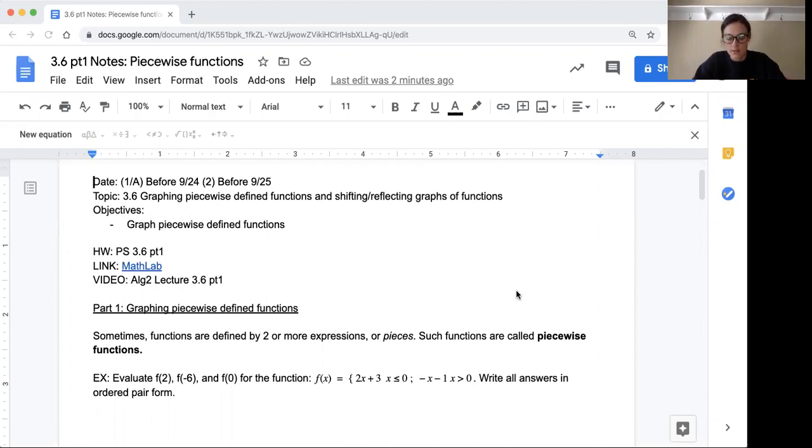Piecewise functions kind of make me excited because the word piece, for some reason, just reminds me of a piece of cake. And I love sheet cakes. So anyway, there's today's tangent.